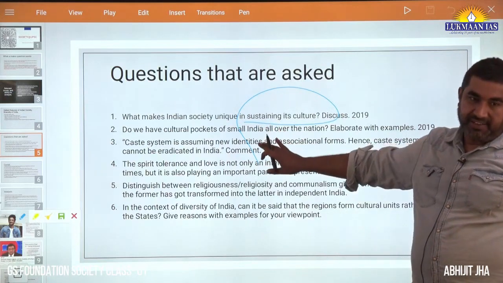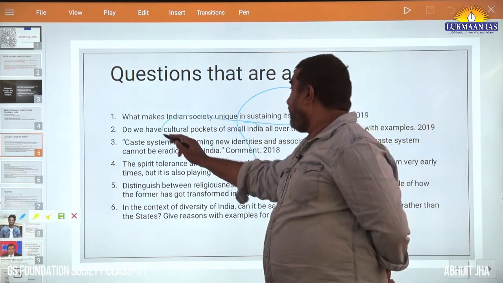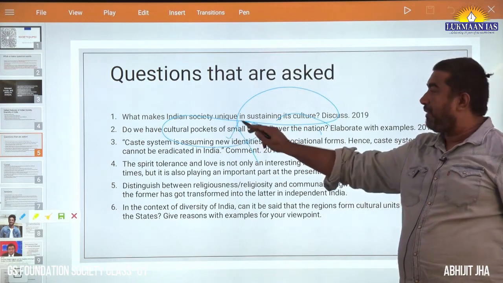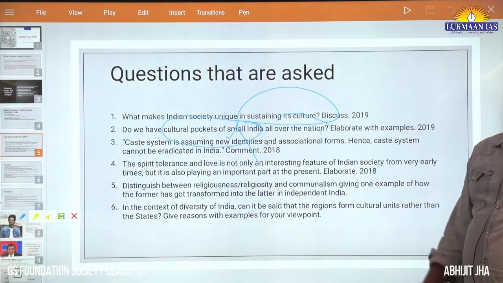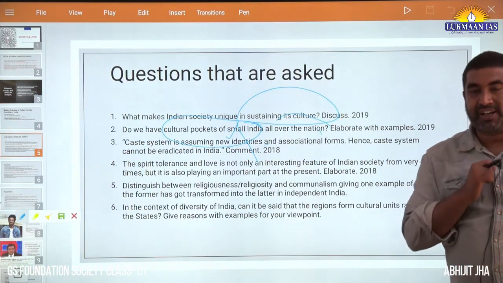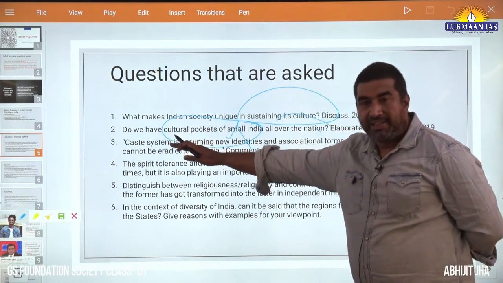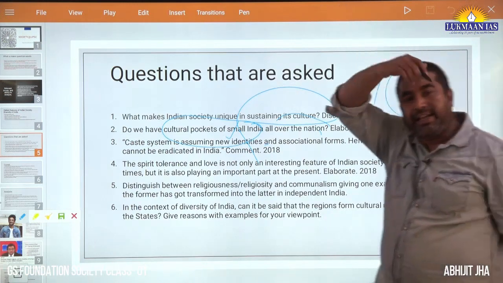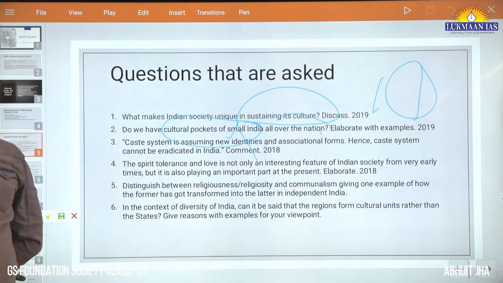What are the factors? Now, do we have cultural pockets of small India all over the nation? This phrase is very important if you have to understand it: the cultural pockets of small India. There is a certain kind of uniformity in this question, and this you have to understand from the newspaper. It was, I believe, a question of 2019, and at that time there was a conflict going on in Karnataka vis-a-vis the regional flag.